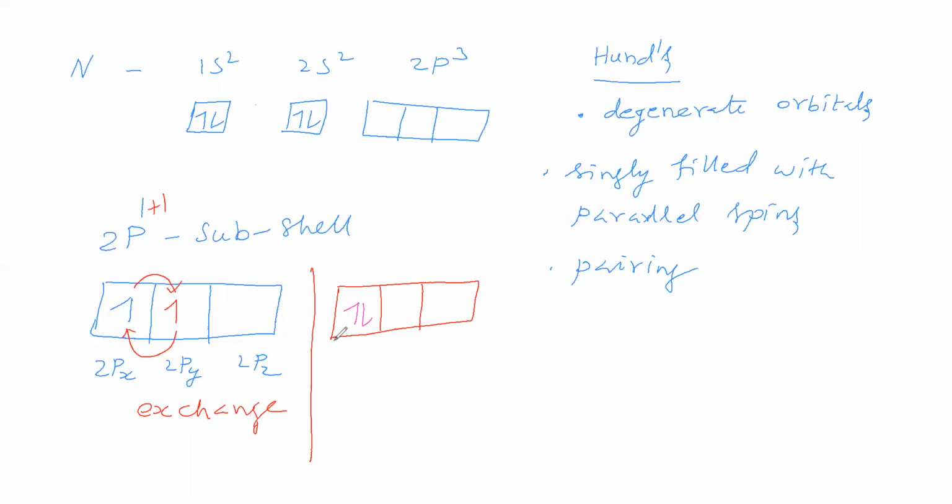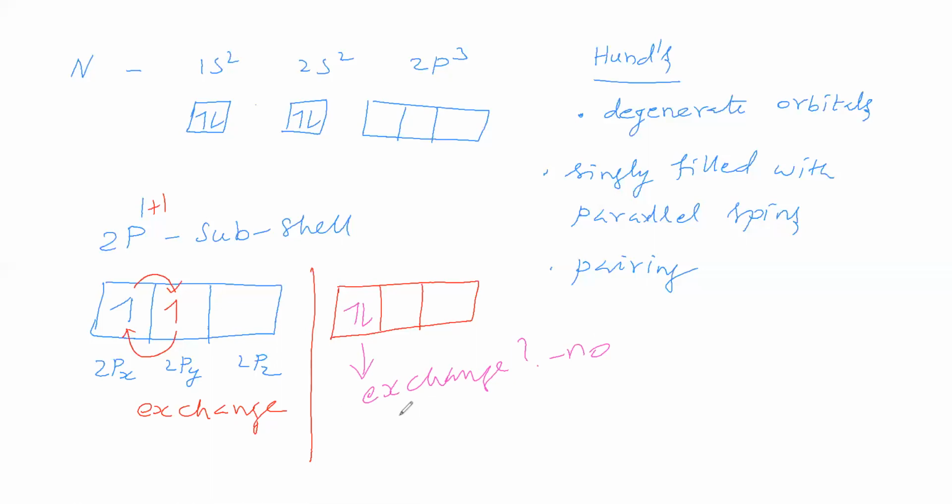Now we have not followed Hund's rule yet. We have written both electrons of the 2p subshell in only one orbital. So now we will see here: is there any exchange? No, exchange is not there.